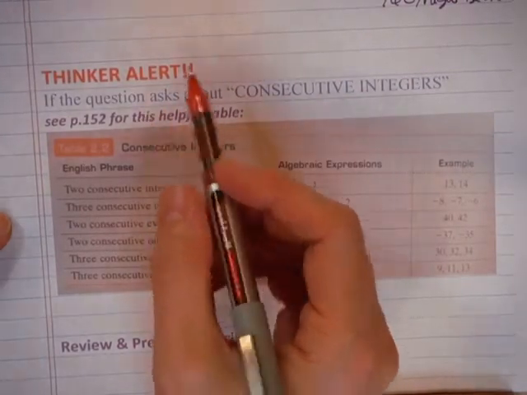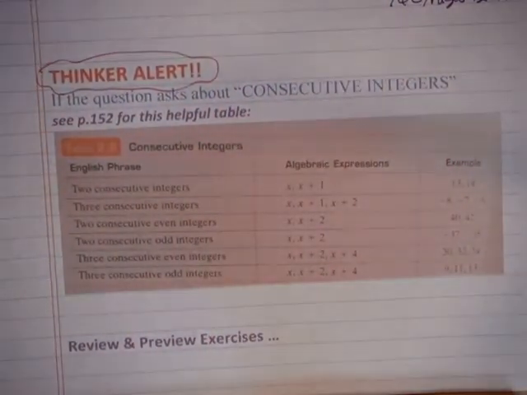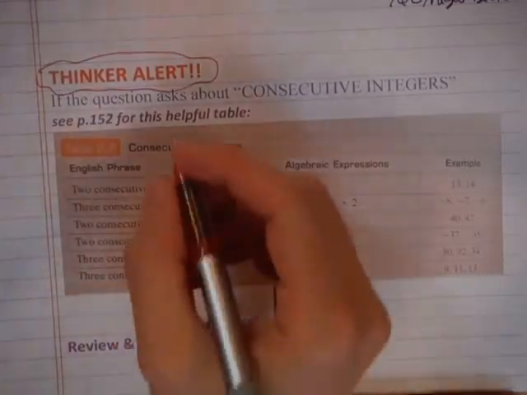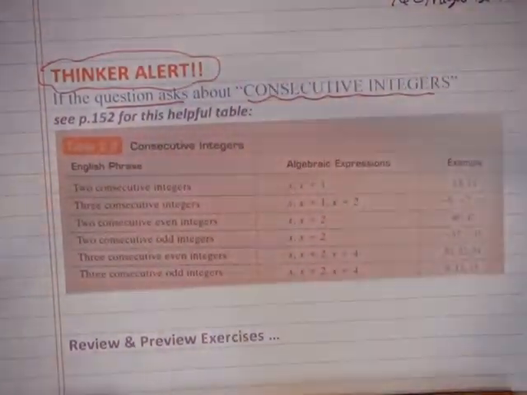But every once in a while, problems come along where I think you need just a little boost, a little thing to get you started. So I provide these little things called thinker alerts. You're going to have to bring some extra thinking to some of these problems. And the ones I'm talking about are the ones that ask about consecutive integers. So let's talk about what that means for a minute.